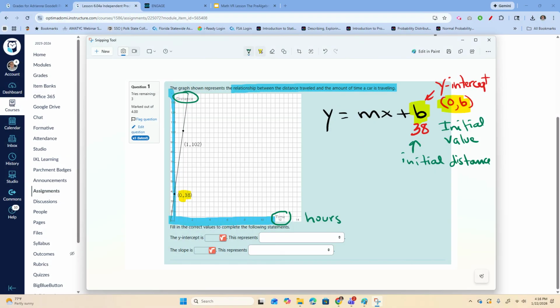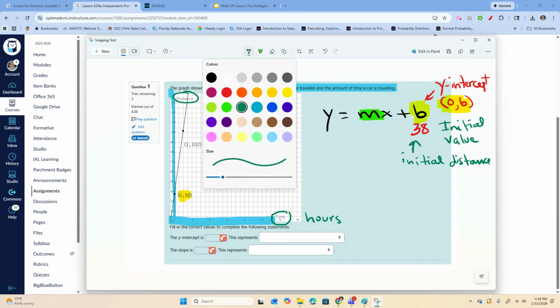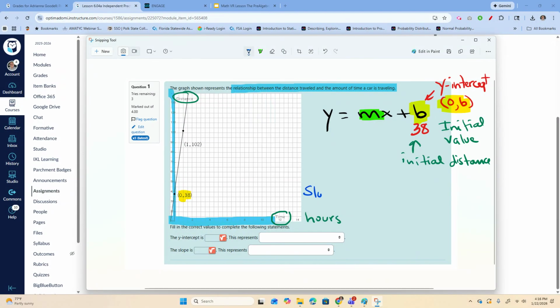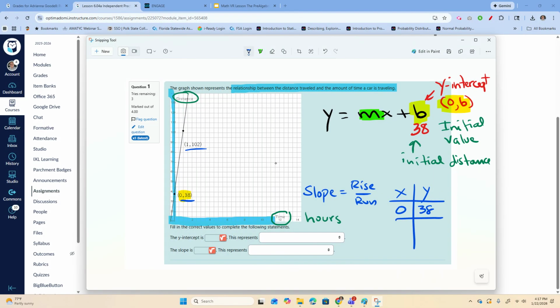Now we're going to find the m. Remember, m stands for slope. Slope is rise over run. So how do we find the slope of this line? We're going to make a table, x and y. I hope you notice we had two points. The first row is (0, 38), and the second point is going to be (1, 102).